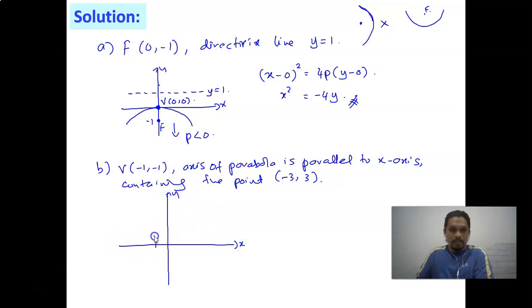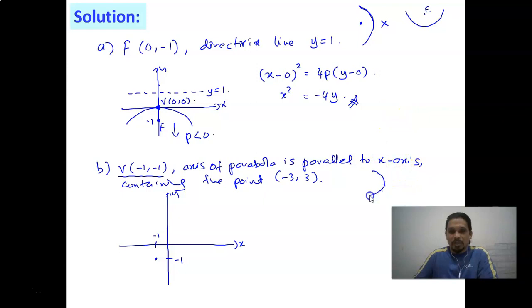Okay, x negative 1 and y negative 1. So this is the vertex. The first information is that the axis of the parabola is parallel to the x-axis. This is the x-axis, so the axis of the parabola is something like this here.